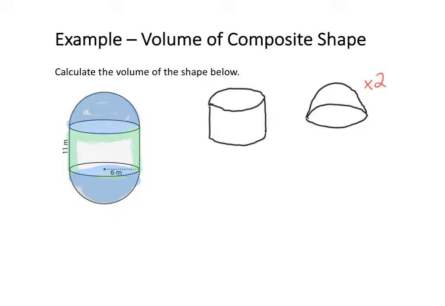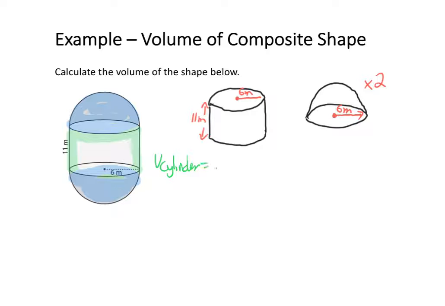Before I go ahead and start those calculations, I want to put my measurements onto my individual shape diagrams. The radius of my cylinder is 6 meters. The height of my cylinder is 11 meters. And the radius of my semi-sphere is going to be the same as my cylinder, which is 6 meters. Now that I have those marked in, I can go ahead and calculate the volume of each of those individual shapes. We'll start off by calculating the volume of the cylinder.